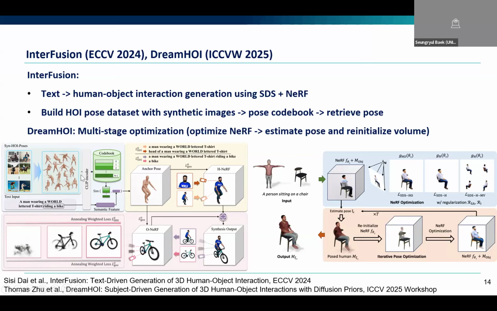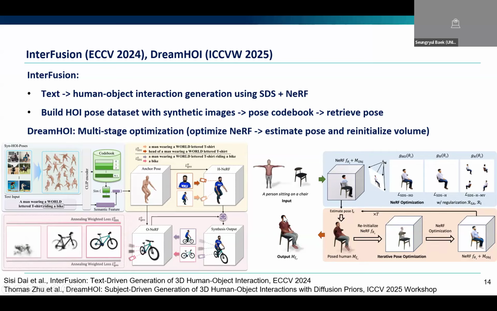Using the cosine similarity between the pose and the text prompt, they can build a code loop for retrieving the pose from the text. Whenever they generate, they look at the code loop, extract the pose, and initialize the human pose seamlessly. In the case of DreamHOI, it first optimizes the NeRF volume, and after it converges to some degree, they estimate the pose from the NeRF volume. From the estimated pose, they reinitialize the human NeRF volume and then repeat the process.